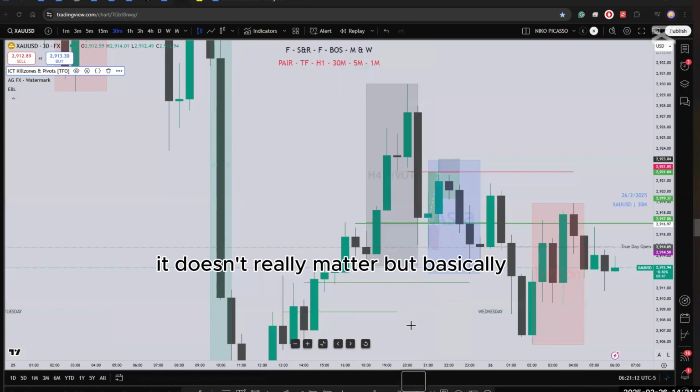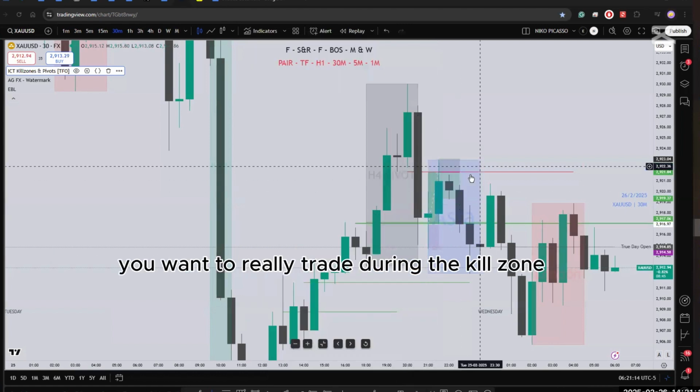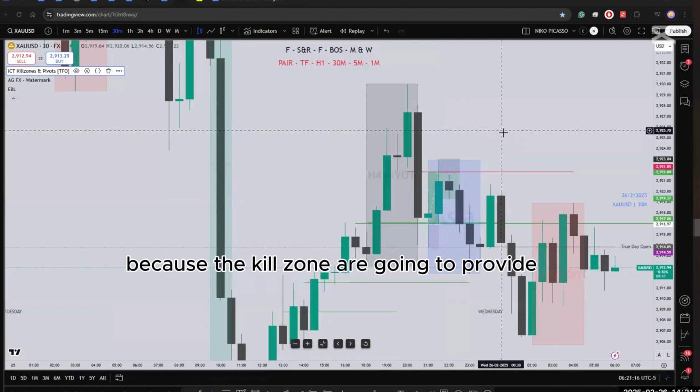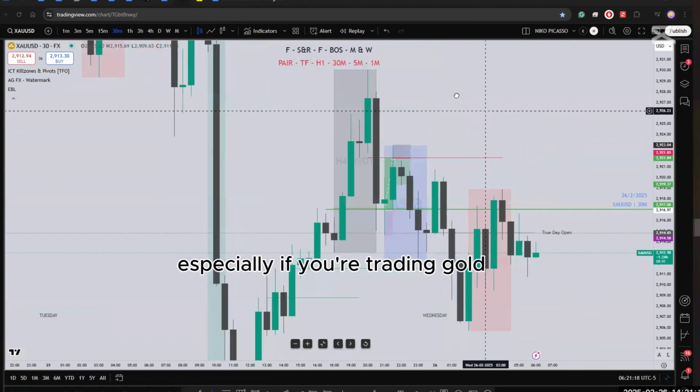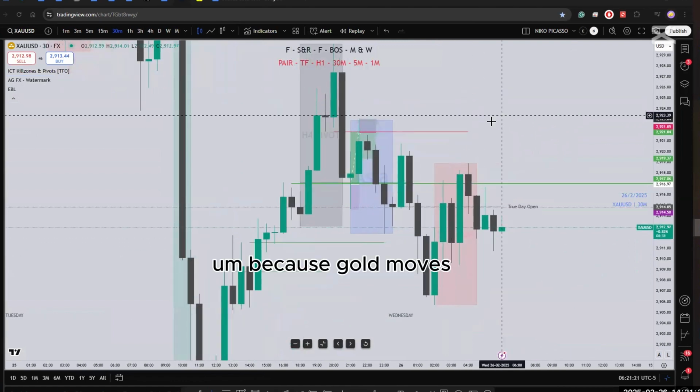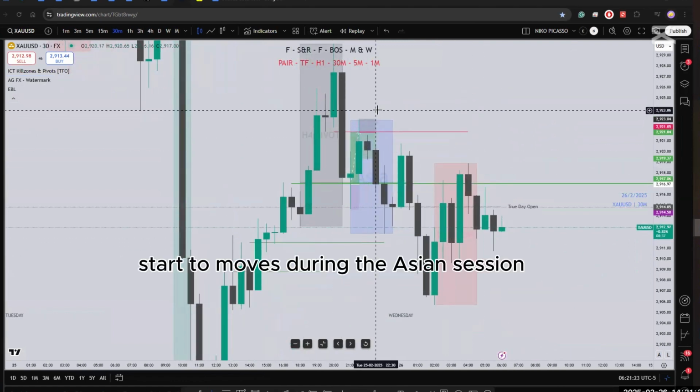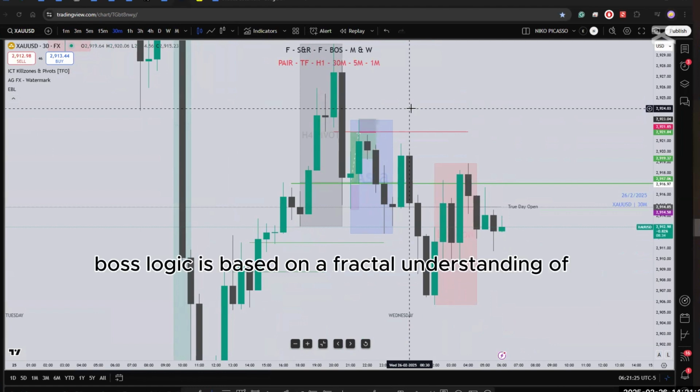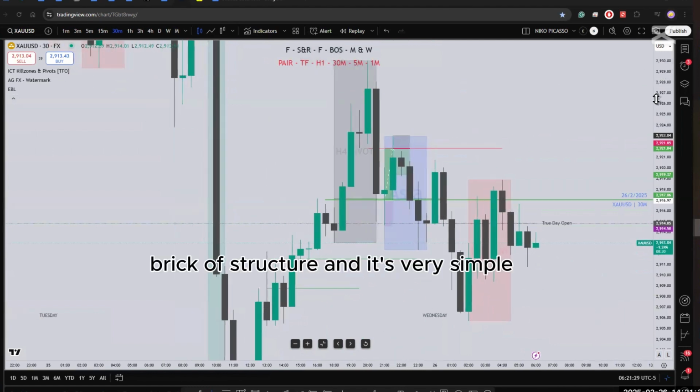It doesn't really matter. But basically, you want to trade during the kill zone, because the kill zone is going to provide high probability trade setups, especially if you're trading gold, because gold starts to move during the Asian session. So the Enigma boss logic is based on a fractal understanding of break of structure.